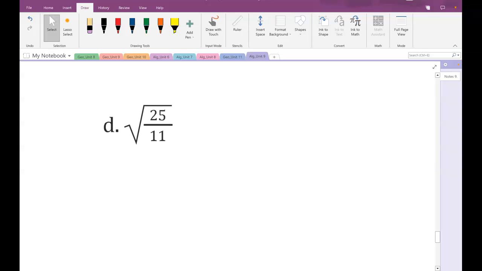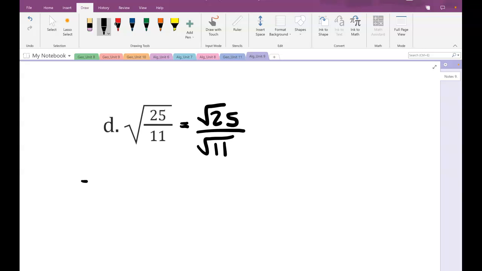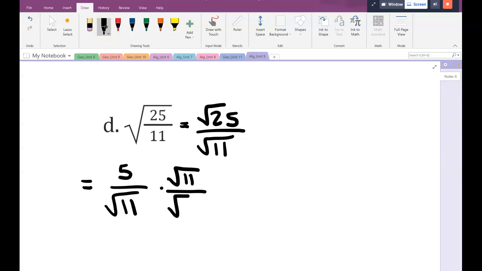All right. We'll do these last few examples. Example D. We can split this up into the square root of 25 divided by the square root of 11. 25 is a perfect square, so we can write this as 5 over the square root of 11. Again, this would be a bad answer because we do not want this on the bottom. We have to multiply the top and the bottom by the square root of 11.